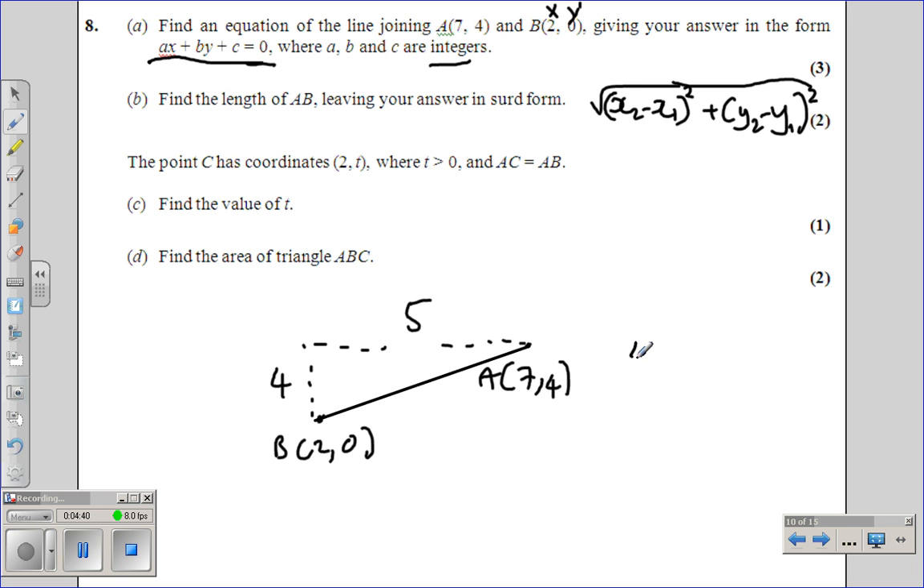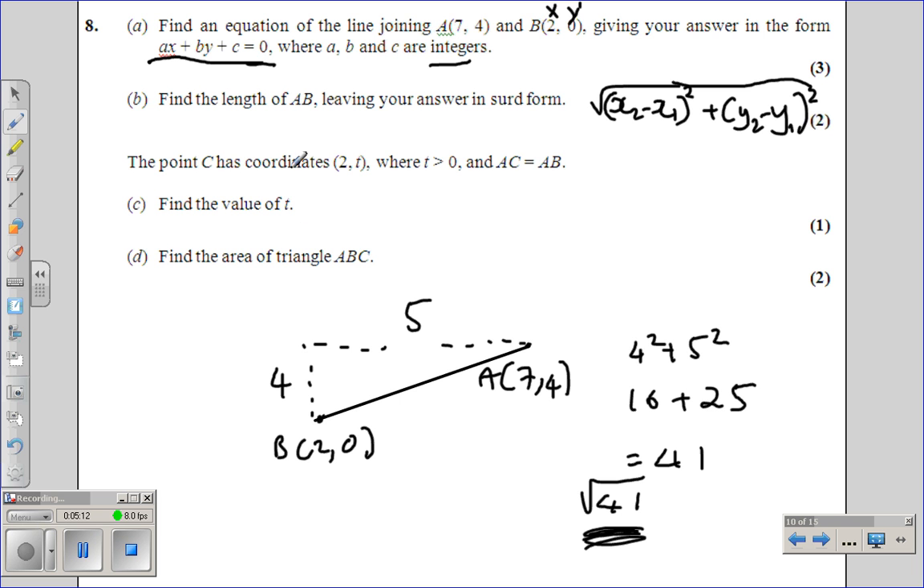Pythagoras says we have to square them and add them, and then find the square root of that. It's exactly what's done here. Like I said, this is the formula, and this is just a more messy but more understandable way for some. Root 41, it says give your answer in surd form, so that is the distance from A to B. The point C has coordinates (2, t), where t is greater than 0, and AC equals AB. Find the value of t.